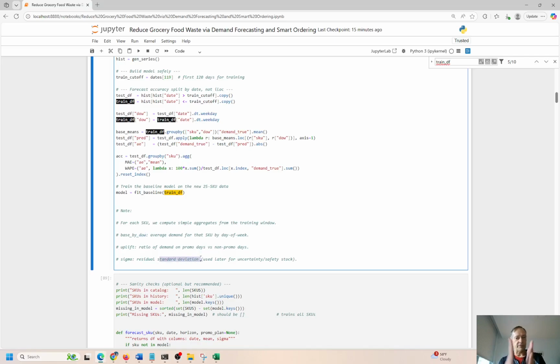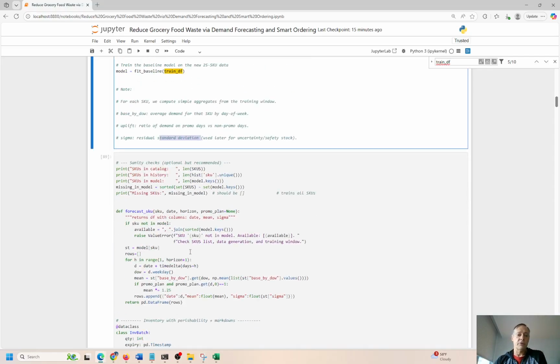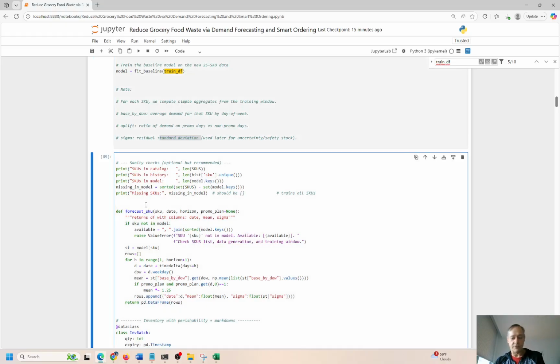Like I mentioned before, you get the mean, which is the average, and you look at the standard deviation to see, is it skewed to the left or to the right? All right, so on to the next cell here. So let me run this.